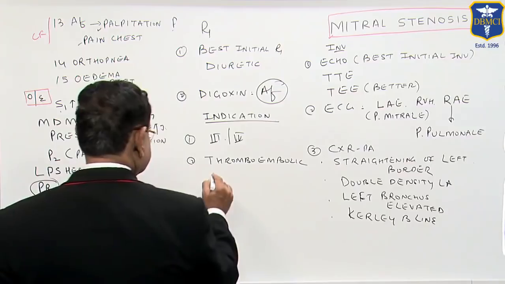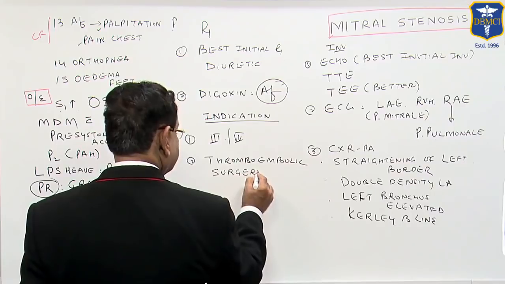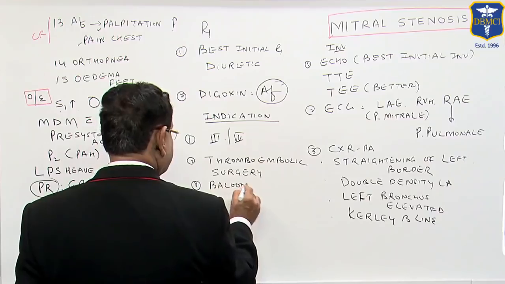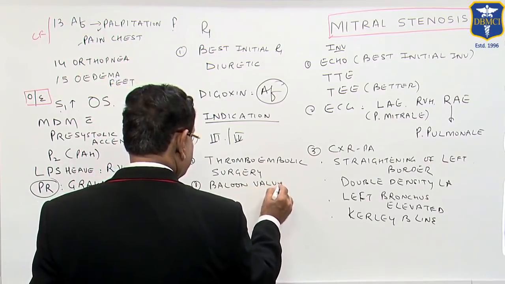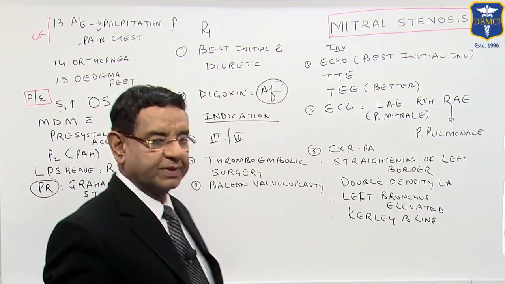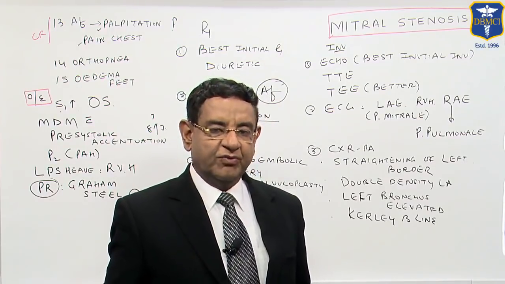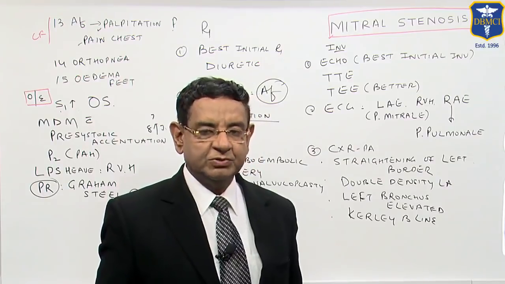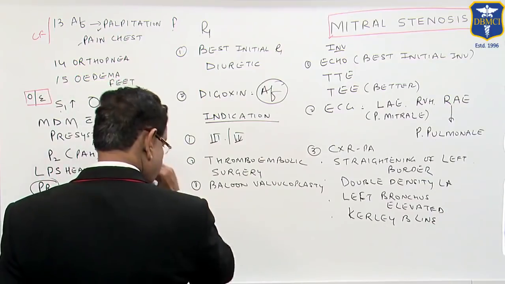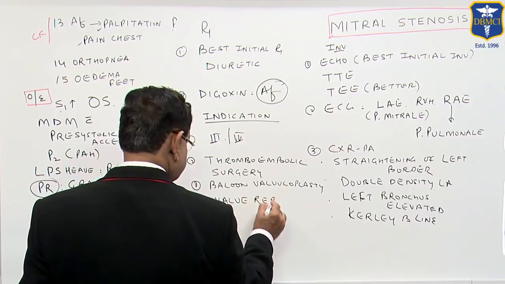Now, what type of surgery can we do? Balloon valvuloplasty. It is the best, but we can do this only when the valve is not calcified. Once the valve is calcified, then valvuloplasty is usually not possible. In that case, we can go for valve replacement.